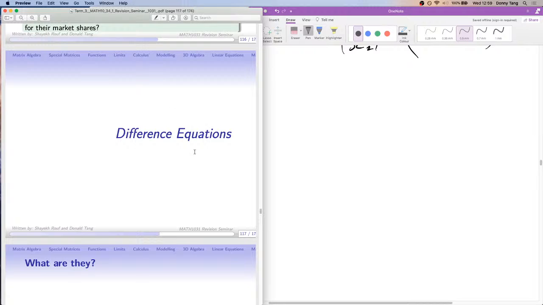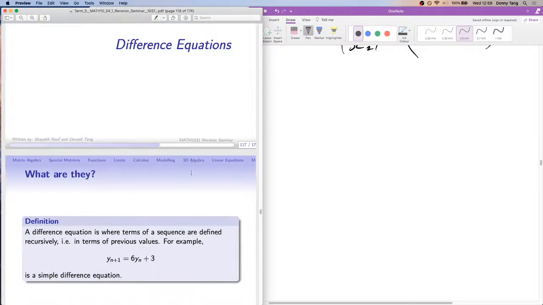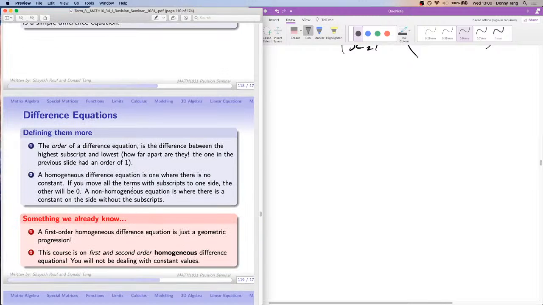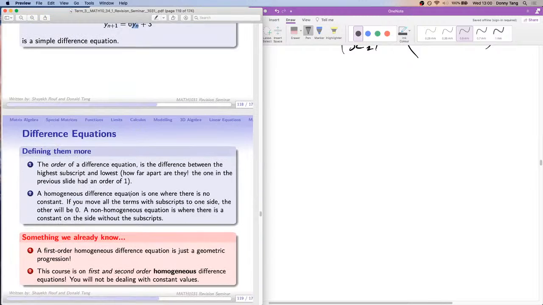All right, difference equations. So, okay, what are they? A difference equation is where terms of a sequence are defined recursively, i.e. in terms of previous values. For example, y_{n+1} equals 6y_n plus 3. Clearly, the n plus 1 term is defined in terms of its previous term, okay? And that's a difference equation. They're also called recurrence relations. So there are multiple names. If you're searching up how to do them, maybe search how to solve a recurrence relation instead of how to solve a difference equation.